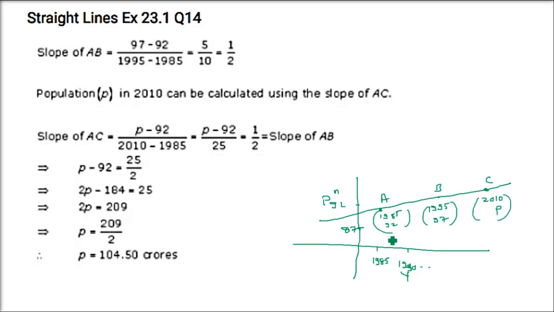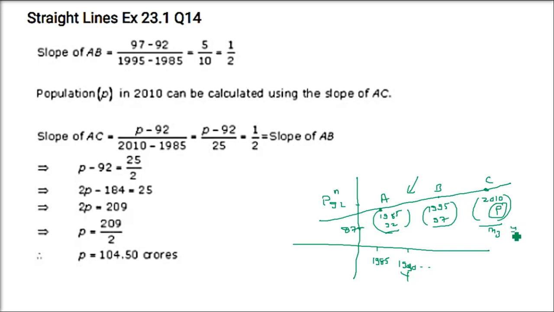So eventually we have to find out P. Now the question being asked here is: find the slope of the line AB, and using it, find what the population will be in the year 2010. So this is again an NCERT question. So basically you have to find out P.